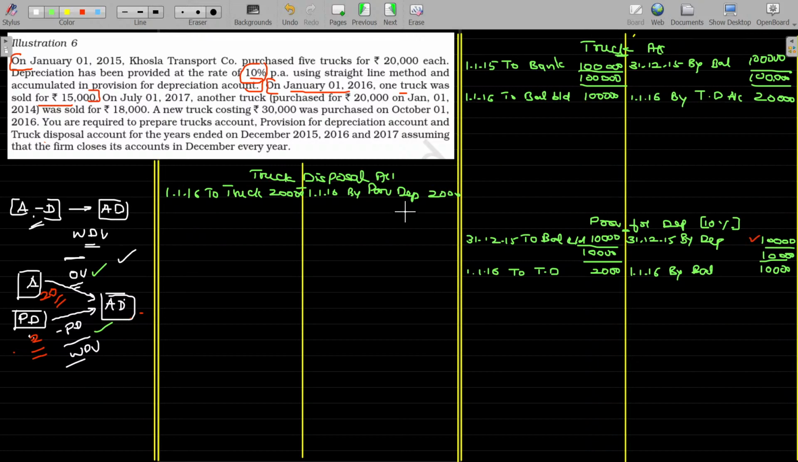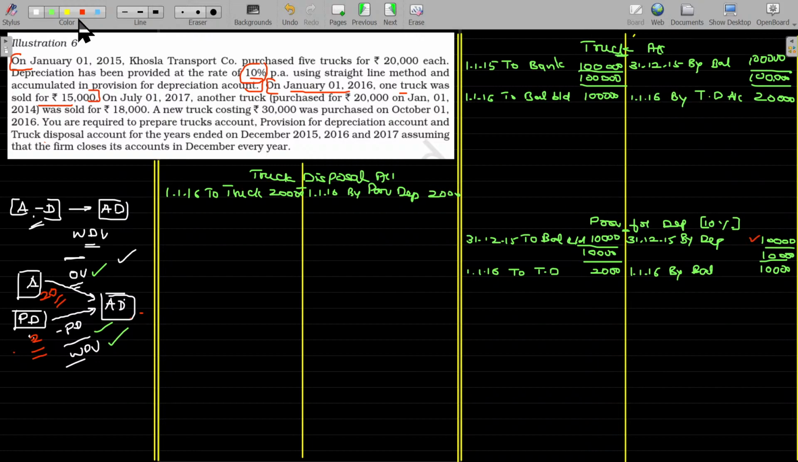If you are netting it, 20 minus 2, the ultimate value is nothing but the WDV, isn't it? The original value is 20. For the assets, the accumulated depreciation will be available in the provision for depreciation. If you subtract it from the original value, it is the WDV. Today, as per my books, it's really worth only 18: 20 minus 2, as 1 year is already utilized, and for that 1 year's utilization, 2000 is lost.